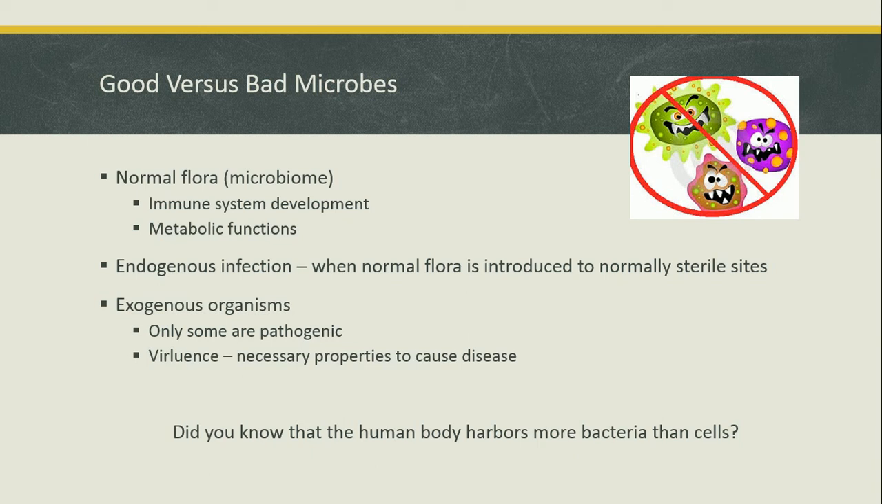So normal flora doesn't really do us any harm. If anything, it does us more good than harm. However, they can be harmful if they are introduced into normally sterile sites. So, for instance, you cut yourself and you get a staph infection because you have staph on you, and maybe your immune system wasn't doing so hot, so you ended up with an infection. And so what we call that is an endogenous infection. Exogenous organisms are the ones that we really need to worry about. However, there are only some that are pathogenic. And the other thing about it, too, is that it depends on the virulence factor of the organism, which is basically the necessary properties to cause disease.